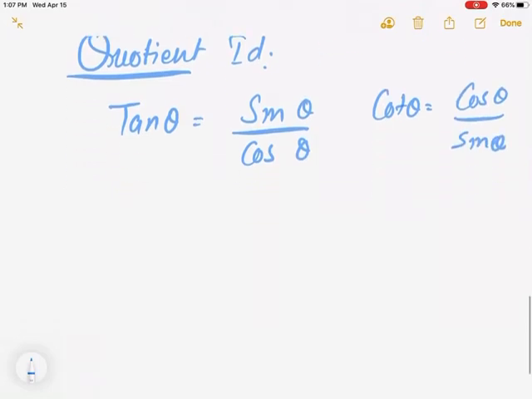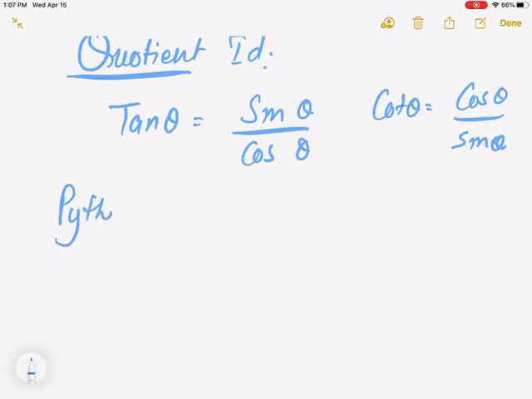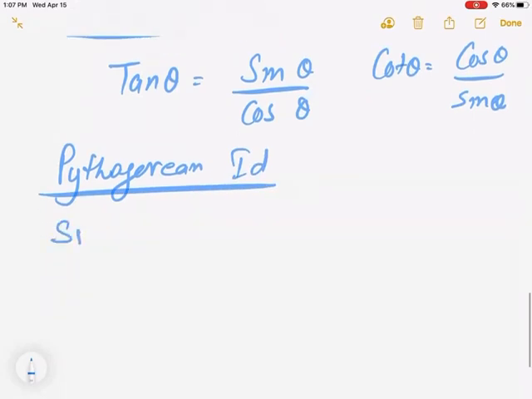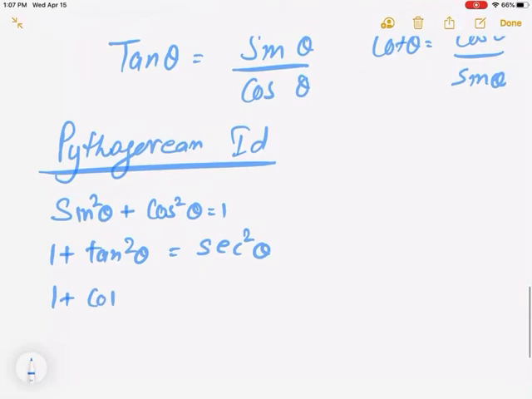And the last one is the Pythagorean identities. We have three different ones. The first one is sine squared theta plus cosine squared theta is equal to 1. The second one is 1 plus tangent squared theta is equal to secant squared theta. And the last one is 1 plus cotangent squared theta is equal to cosecant squared theta.